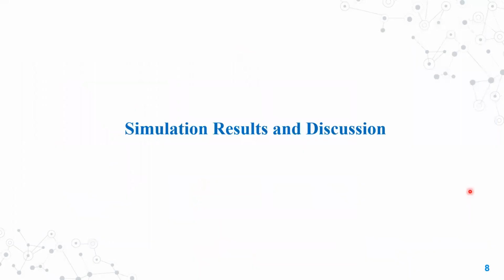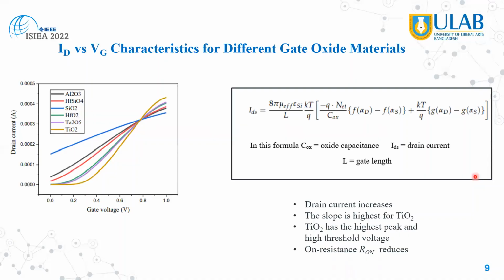Moving on, simulation results and discussion. So you can see this is the ID-VG characteristics for different gate oxide materials. You can see from the graph the drain current increases as the dielectric constant increases. The slope here for titanium oxide is the highest. Titanium oxide has the highest peak also here, as well as the threshold voltage for titanium oxide is also the highest. As the drain current increases, the on resistance reduces here.